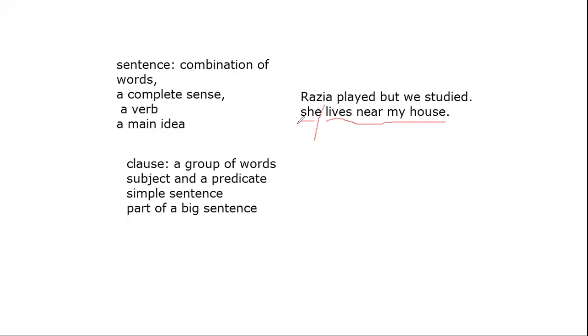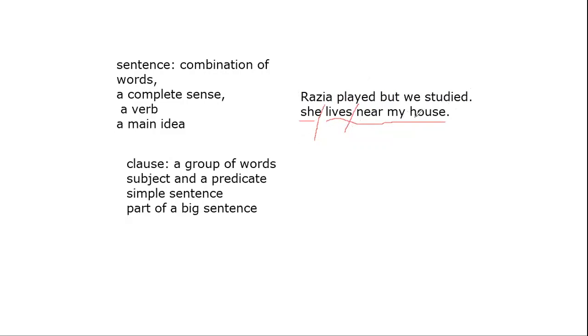Now, as I have told you in an earlier lesson, a subject is usually a noun or a pronoun. It could be a verb, but we will discuss it later. But at this stage, you must keep in mind that it could be a noun or a pronoun. Now, a predicate contains many things, here the parts of speech you have already learned. Lives is a verb, and near my house is an adverbial of place.